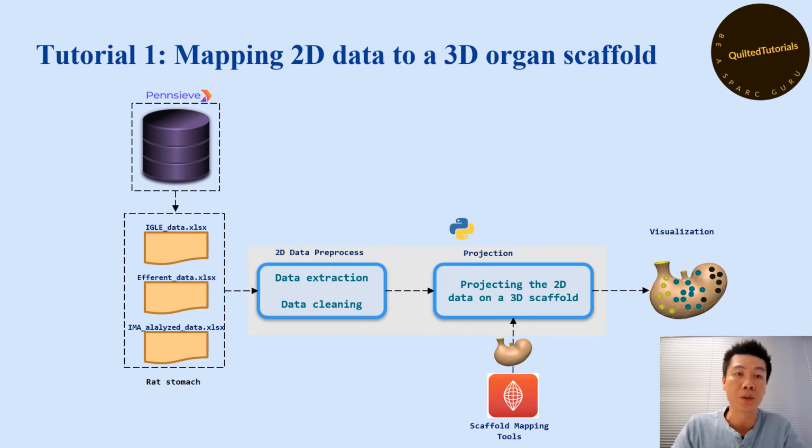Our first tutorial shows users how to map 2D spatial neuron data onto a 3D rat stomach scaffold. We use Pensieve Web API for data acquisition and Spark scaffold mapping tool to produce a WebGL encoded mesh of the rat stomach, which was then converted to STL and visualized within a Jupyter notebook.